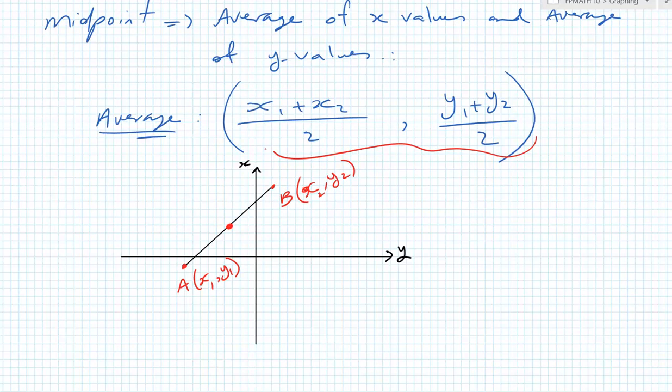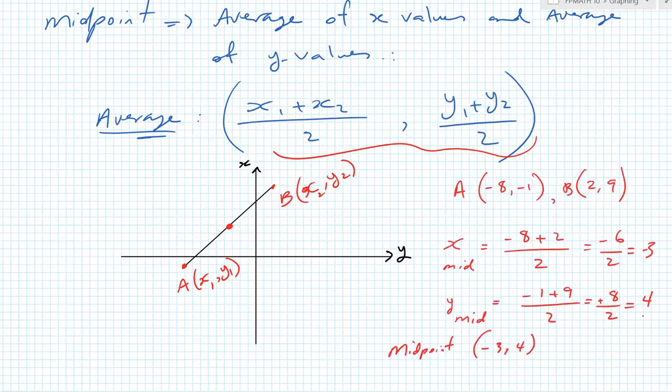So let's go ahead with an example. So here is the example right here. Very simply, we've got two coordinates, -8 and -1 for point A, and B is 2 and 9. For the x midpoint value, we use the x right here and the x right there. That's what we're doing. We're adding them and dividing by 2. We simplify, you get -3.